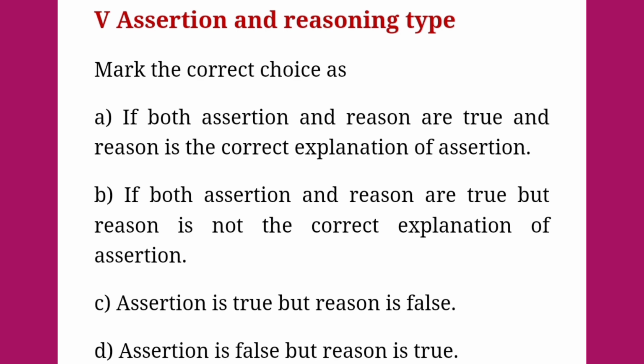Fifth Roman letter, assertion and reasoning type. Mark the correct choices. Option A, if both assertion and reason are true and the reason is the correct explanation of assertion. Then option B, if both assertion and reason are true but reason is not the correct explanation of assertion. Then option C, assertion is true but reason is false. Then option D, assertion is false but reason is true.